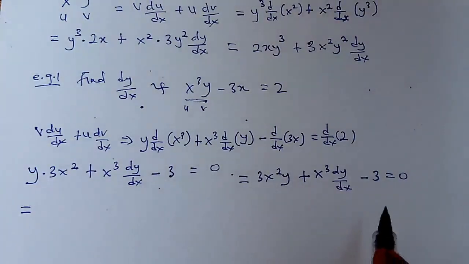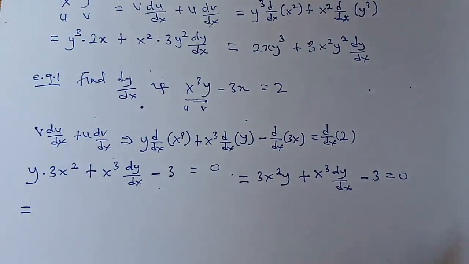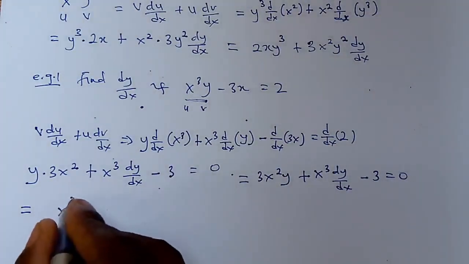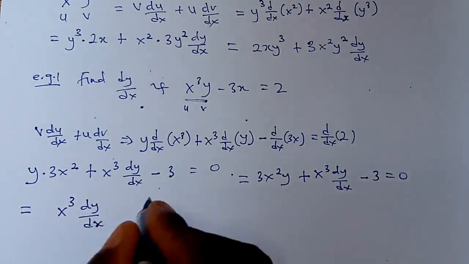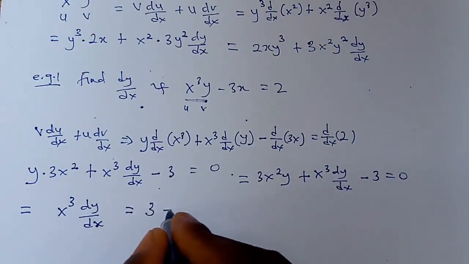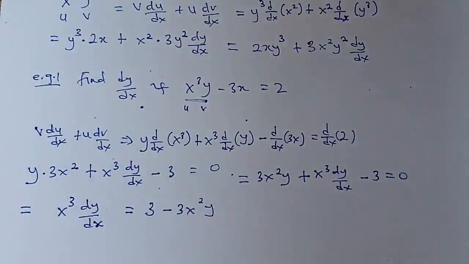So let's try and send minus 3 to where the 0 is, and we have x raised to power 3 dy/dx here equal to 3 minus 3x squared y, like this. Very simple and very easy term here that we can do. Okay, so what actually can we do here next?